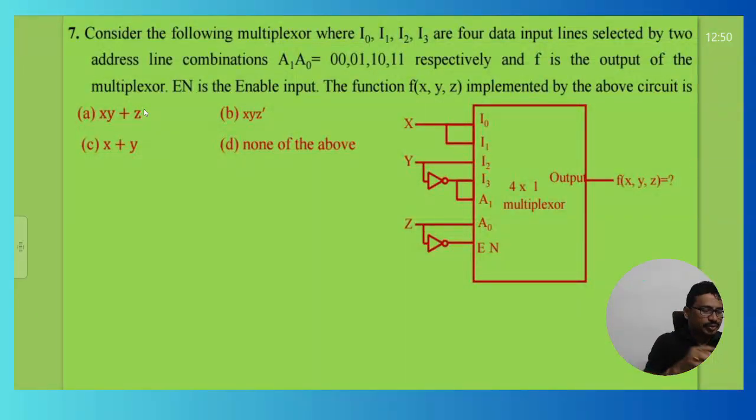Consider the circuit shown in the figure. They are asking to find the output of this XOR gate. Here you can observe what they have connected: this is connected to X, this is also X only, and this is Y connected. And here they connected Y bar, and this is also Y bar.